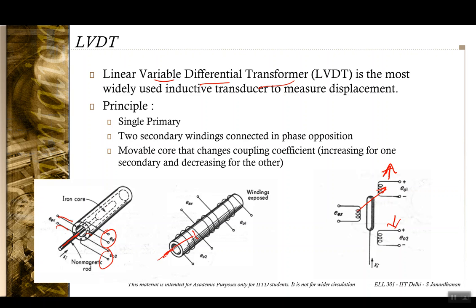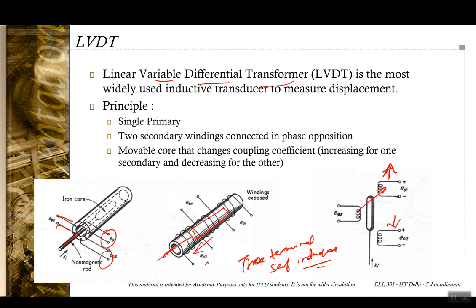Now, if the core changes in one direction, it is going to increase the coupling in one of the secondaries, and it is going to decrease the coupling in the other secondary. This is very similar to the three terminal self inductance case.